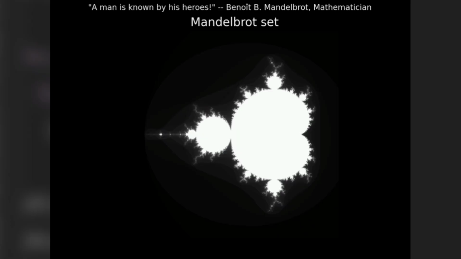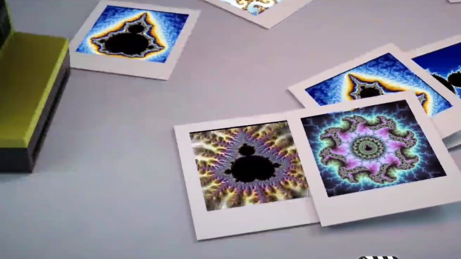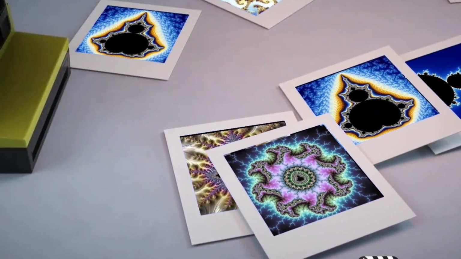Isn't that incredible? From a few lines of Python and a simple mathematical rule, we can generate an image of infinite complexity and beauty. The Mandelbrot set is a perfect example of how mathematics can reveal breathtaking patterns hidden in plain sight. I encourage you to play around with the xmin, xmax, ymin, ymax, and max_iter values to explore different parts of the fractal and see what amazing details you can uncover.